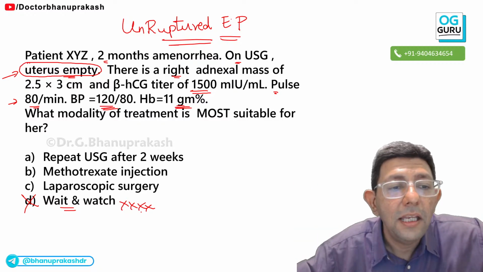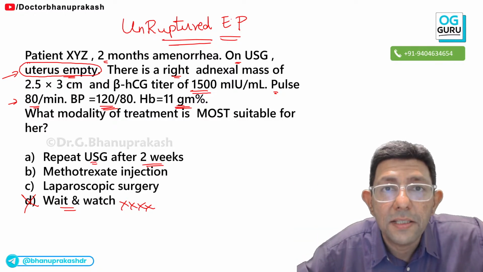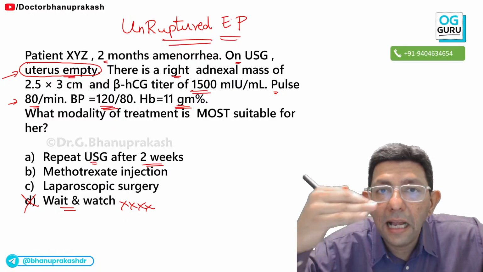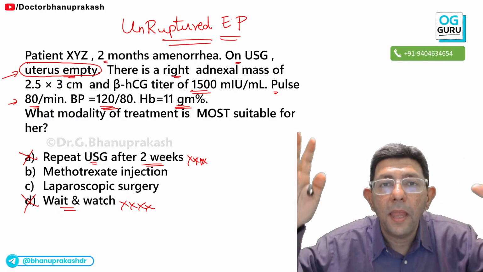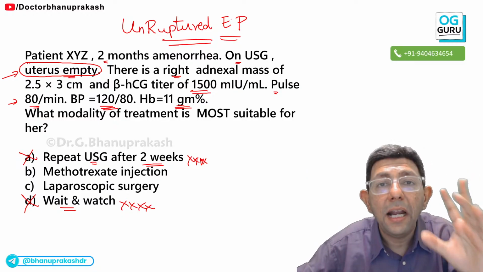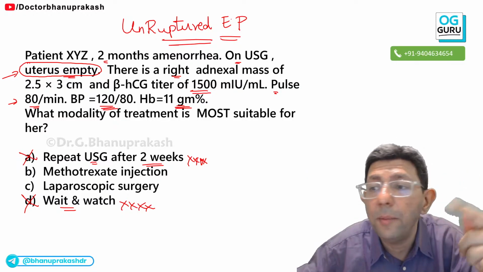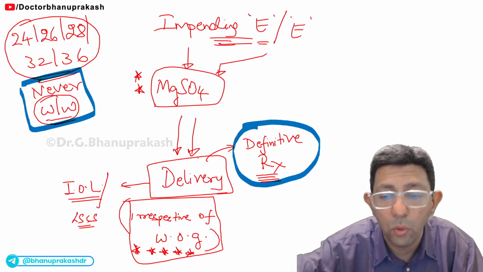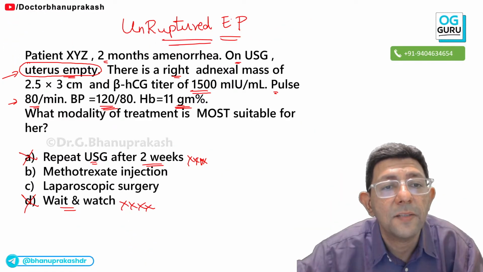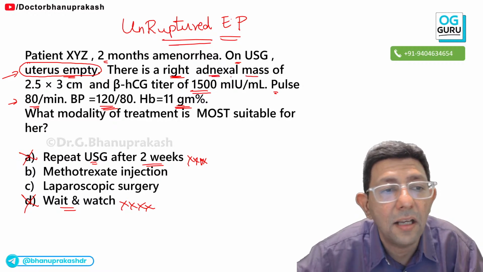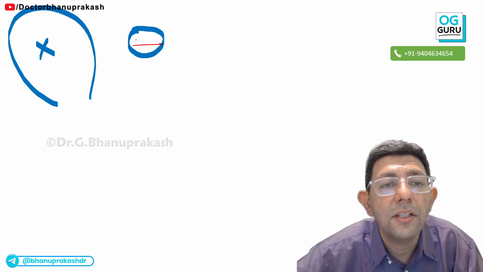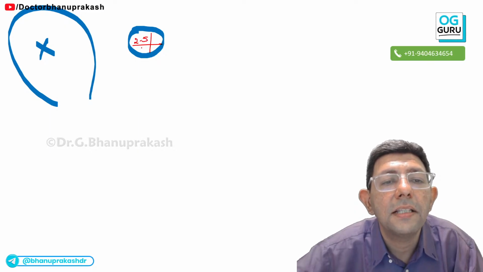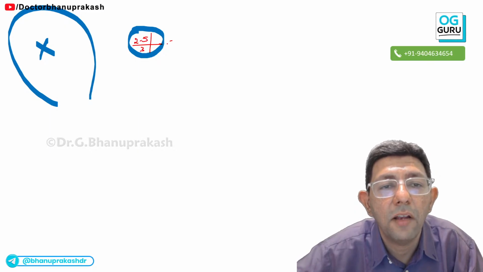Okay. Similarly, you don't repeat USG after 2 weeks. Okay, is it clear? When the diagnosis is already done, you are not supposed to wait for 2 weeks. In 2 weeks, the ectopic will rupture. Ectopic फट जाएगा. Okay. If at all there is a confusion, students tell me, sir, when to repeat and when to wait. Okay, all of you look on the board, sir. So here you are seeing this right-sided adnexial mass of 2.5 by 3 centimeter. Okay, 2.5 into 3 centimeter mass is being seen outside the uterus.